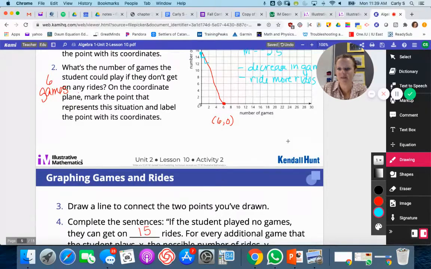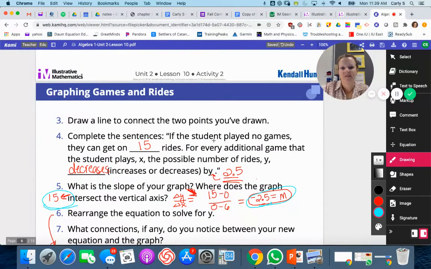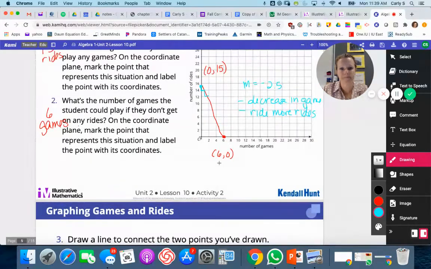Okay, let's look at the explanation here. If the student played no games, they can get on 15 rides. For every additional game that the student plays, the possible number of rides decreases by 2.5. We can't decrease by 2.5 rides. So really, for every additional 2 games the student plays, the number of rides decreases by 5. Okay? For every 2 games they play, the rides would decrease by 5, which is about right there. That would be 10. Okay, so I did not draw that well.